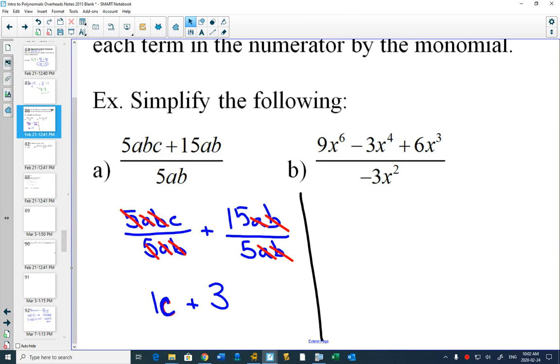I'd like you to try this next one. Your setup has 3 of them. So your setup will have 3 separate ones. And you'll have to simplify each of those 3.